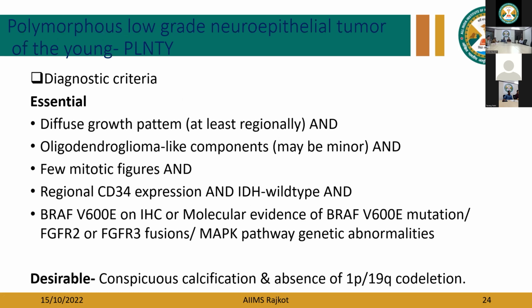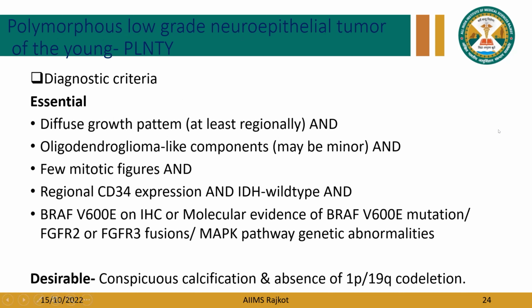So the third tumor is PLNTY, polymorphous low-grade neuroepithelial tumor of the young. Essential criteria are diffuse growth pattern, oligodendroglioma-like components, scanty mitosis, strong CD34 expression, IDH wild type, and BRAF mutation on IHC or molecular method. So CD34 positivity is the typical feature of this tumor, because the other three tumors of this category do not show strong CD34 positivity. So whenever in children we see oligodendroglioma-like morphology, we should keep in mind PLNTY. And the desirable feature is conspicuous calcification. However, 1p/19q co-deletion is absent, in contrast to adult-type oligodendroglioma.